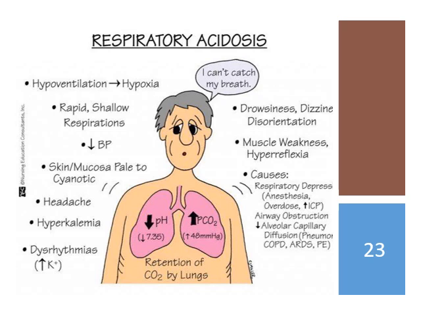Neurowise, drowsiness, dizziness, or disorientation, muscle weakness, hyperreflexia, respiratory depression, overdoses. Intracranial pressure, that's ICP, might be elevated. You wouldn't know that, except you might look at their pupils, and their pupils might be dilated. They might have a headache. So it would be cranial symptoms, neuro symptoms, airway obstruction, alveolar capillary diffusion problems, pneumonia, COPD, ARDS, and pulmonary emboli. ARDS is adult respiratory distress syndrome.